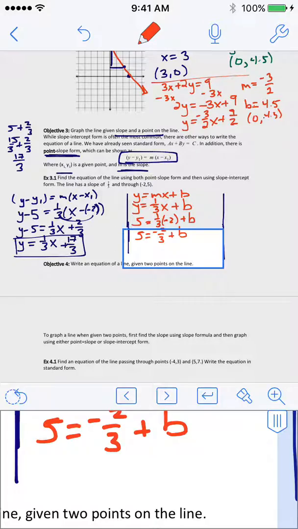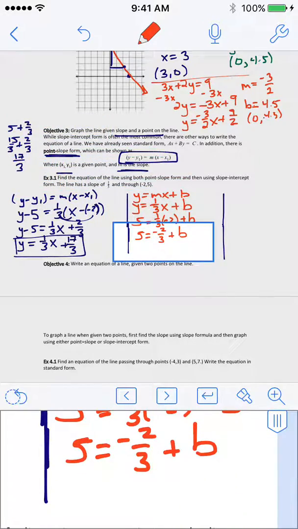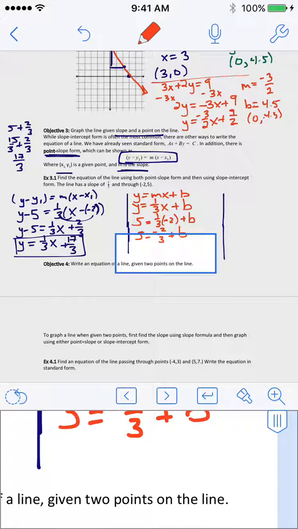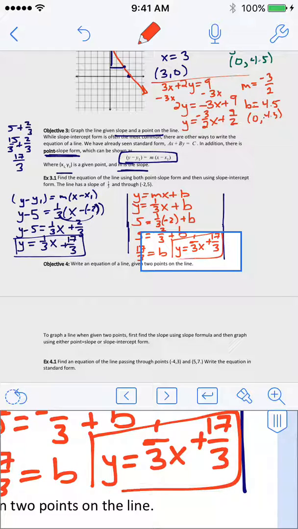Add 2/3 to both sides, and when we do that, we still have that same 5 plus 2/3, right? So notice it's very, very similar, just kind of rewritten. You still get that b is equal to 17/3. And so our final form is y equals 1/3 x plus 17/3. Awesome.